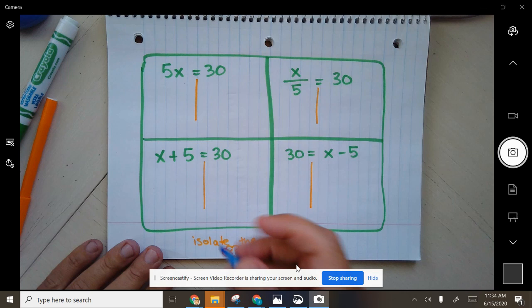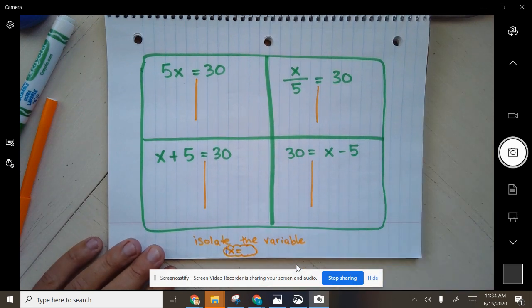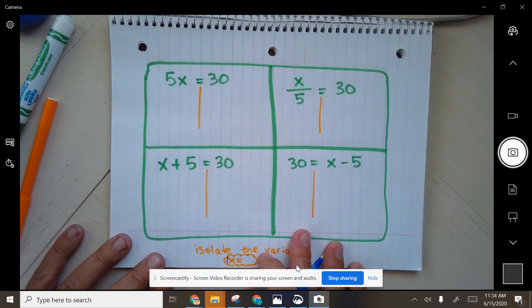Now, is there an invisible 1 in front of that x? Yes, but we don't write the 1. We just put the x there by itself. All right, so the first one I'm going to look at is up here in the corner.